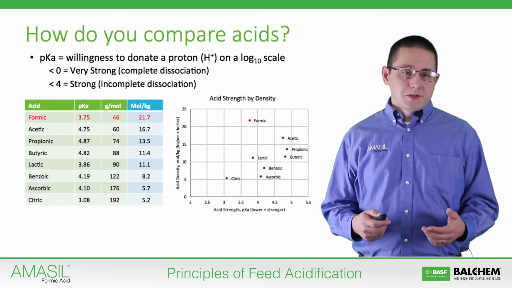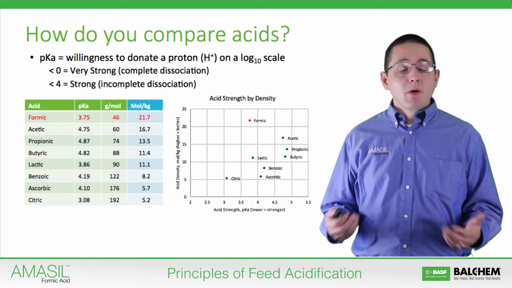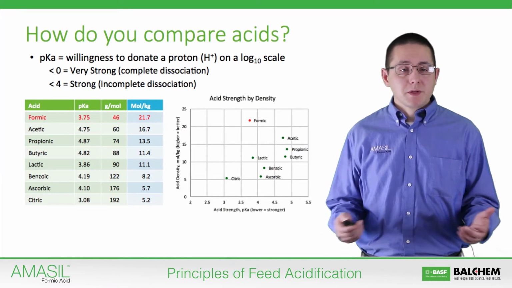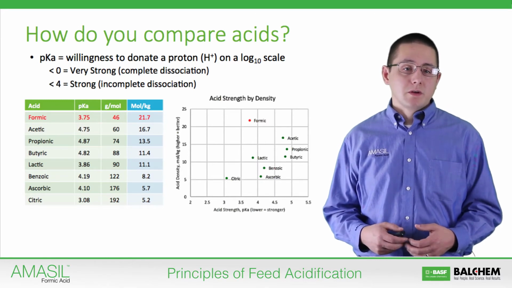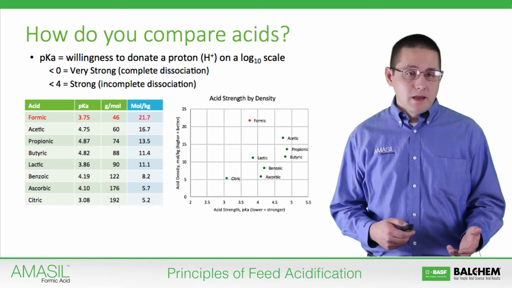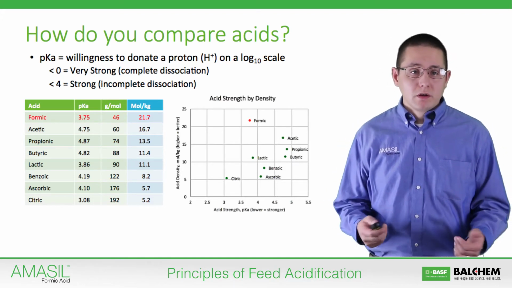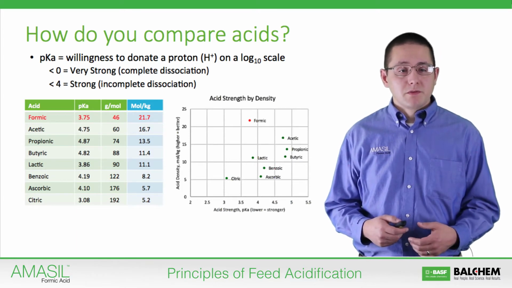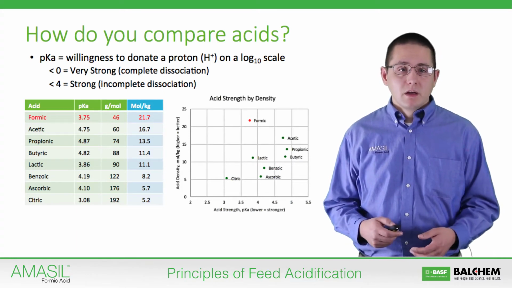So if you're in the market for an acidifier, the first question you need to ask is, how do I pick my acidifier? Well, if you were to talk to a chemist, they would say the simplest thing to look at is the pKa, which is a measure of the strength of an acid based on its willingness to give up that hydrogen ion. The lower the pKa, kind of like pH, the stronger the acid, just like a lower pH is representative of a more acidic environment.